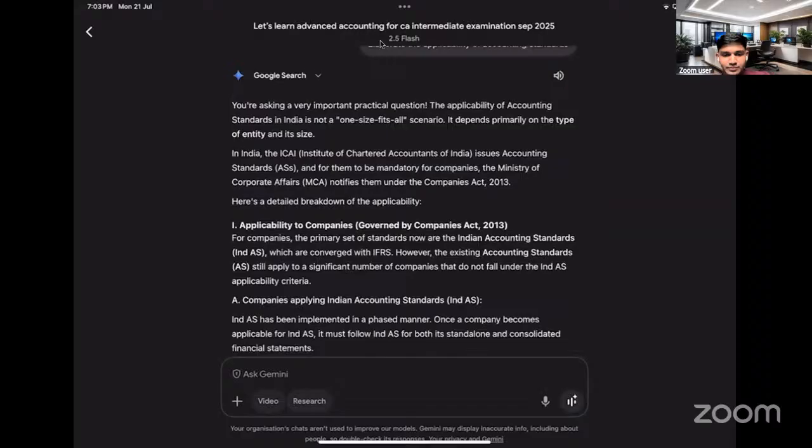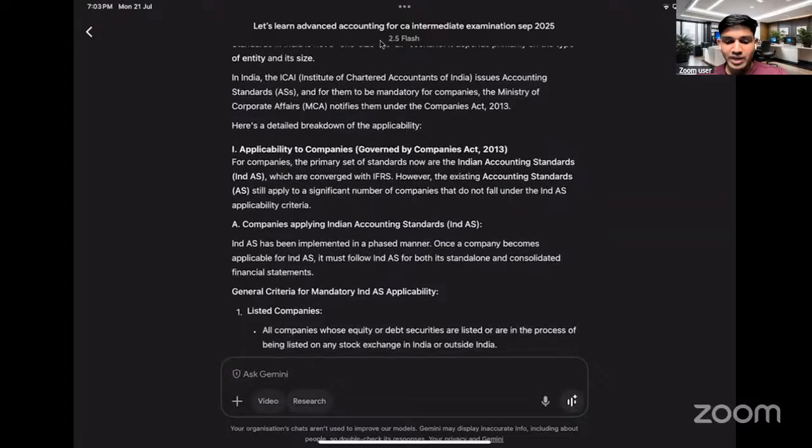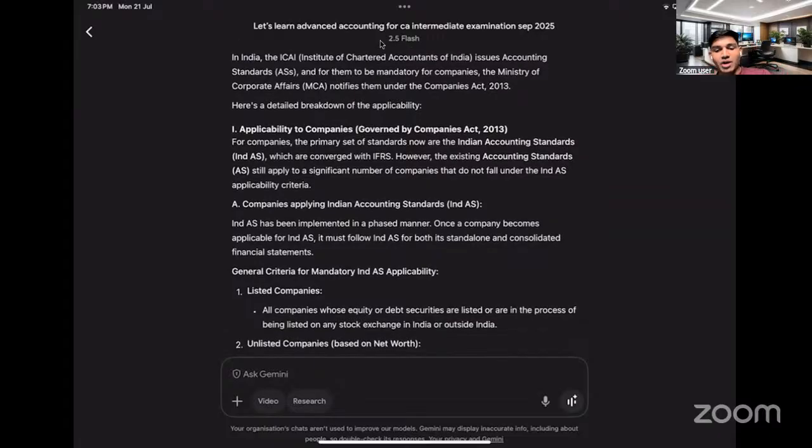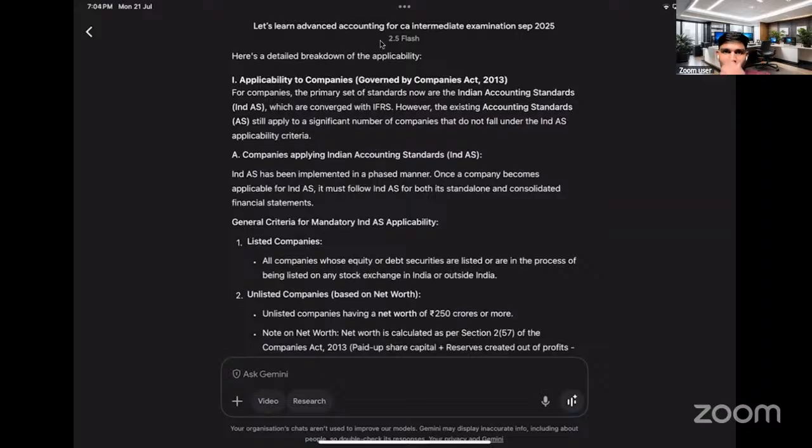Now, applicability to companies governed by the Companies Act 2013. For companies, the primary set of standards now are the Indian Accounting Standards, Ind AS, which are converged with IFRS. However, the existing accounting standards, that is AS, still apply to a significant number of companies that do not fall under the Ind AS applicability criteria. Other than those companies which must comply with Ind AS, the rest are the companies that follow accounting standards.